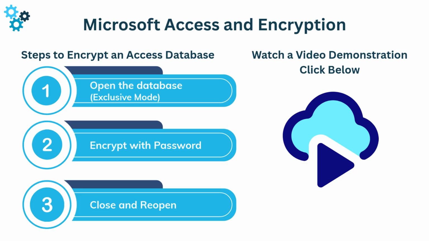Microsoft Access requires only 3 steps to encrypt your database. Step 1, open the database in exclusive mode. Step 2, encrypt the database with a password. Step 3, close your database and reopen it to see those new settings. Go ahead and click on the link on the slide to watch a video demonstrating those 3 basic steps.